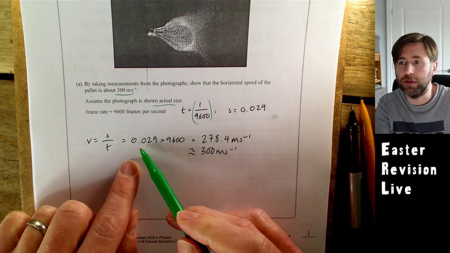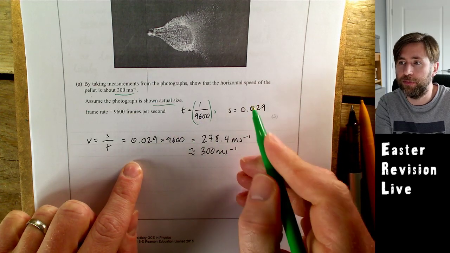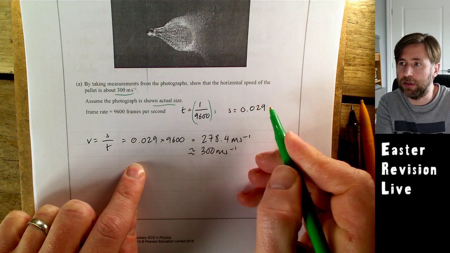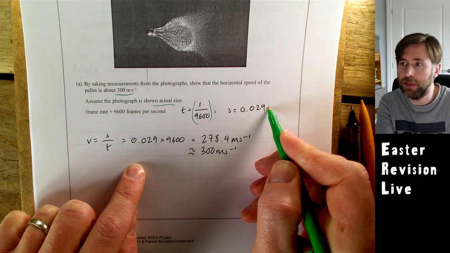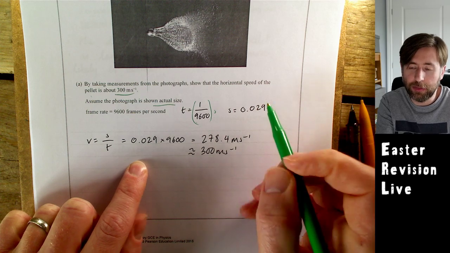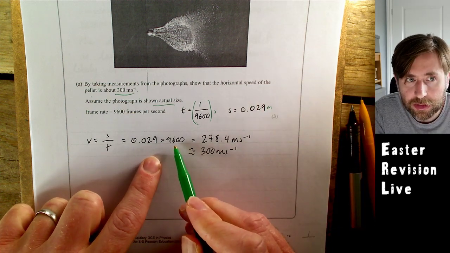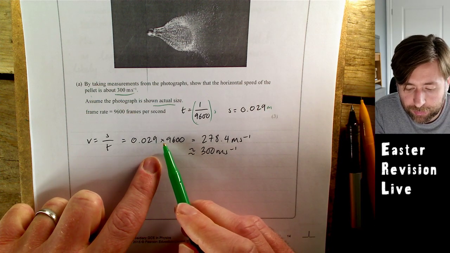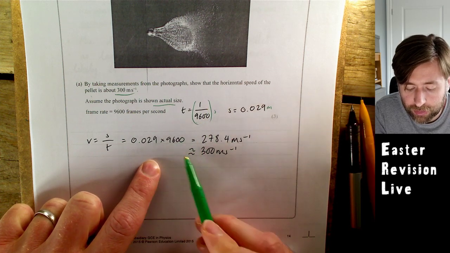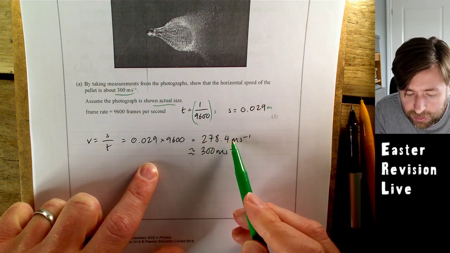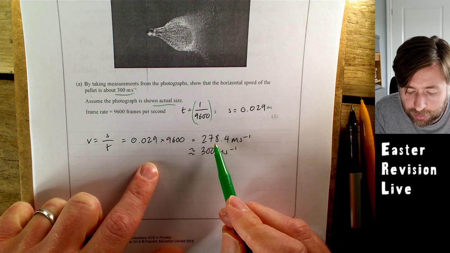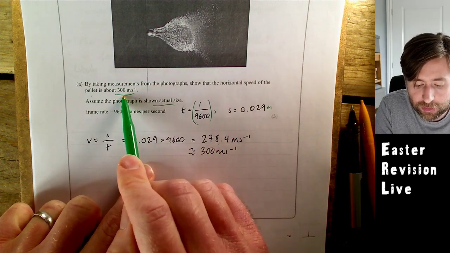Anyway, now it's just speed is distance over time, and I've cut out the middleman by doing 0.029, which is the distance converted into meters, times by 9,600, because it's really divided by 1 over 9,600. Anyway, you get this, and it will round to one significant figure, 300.